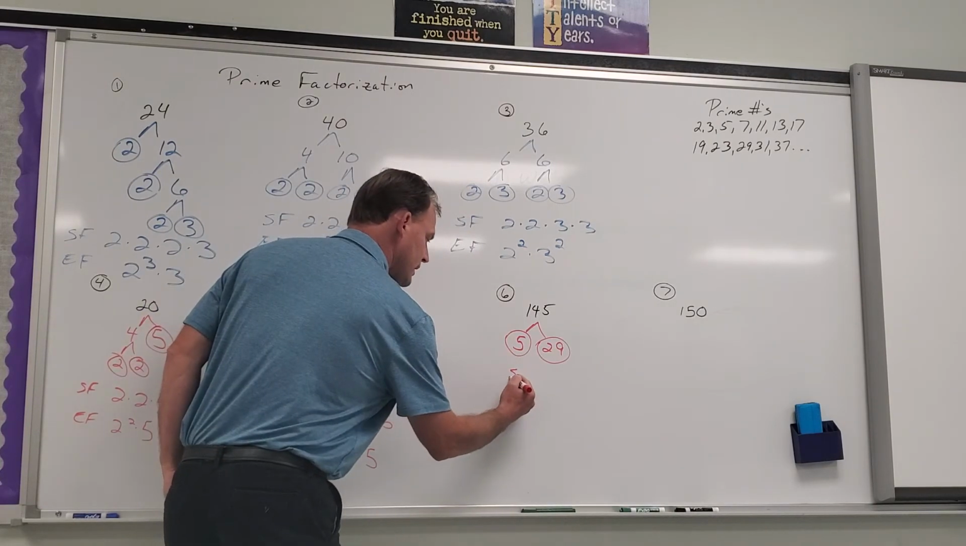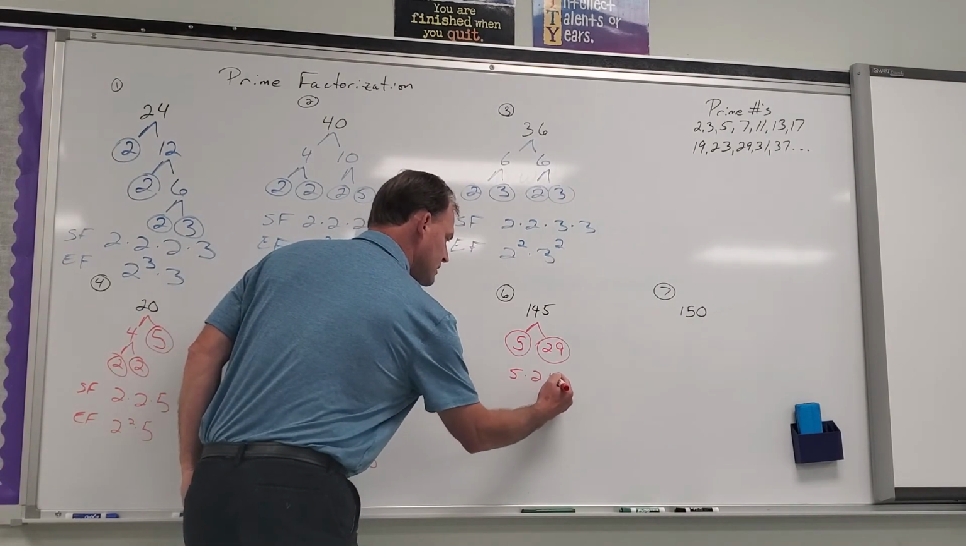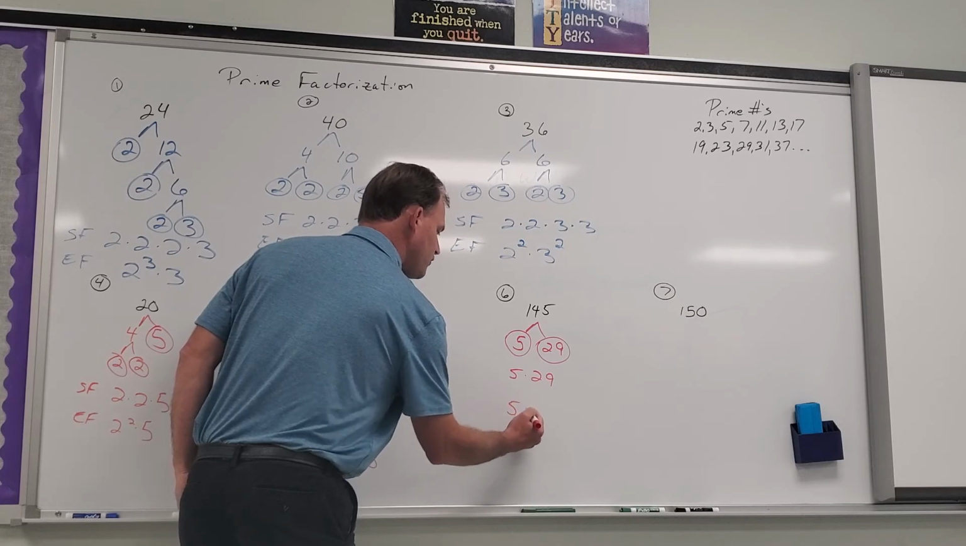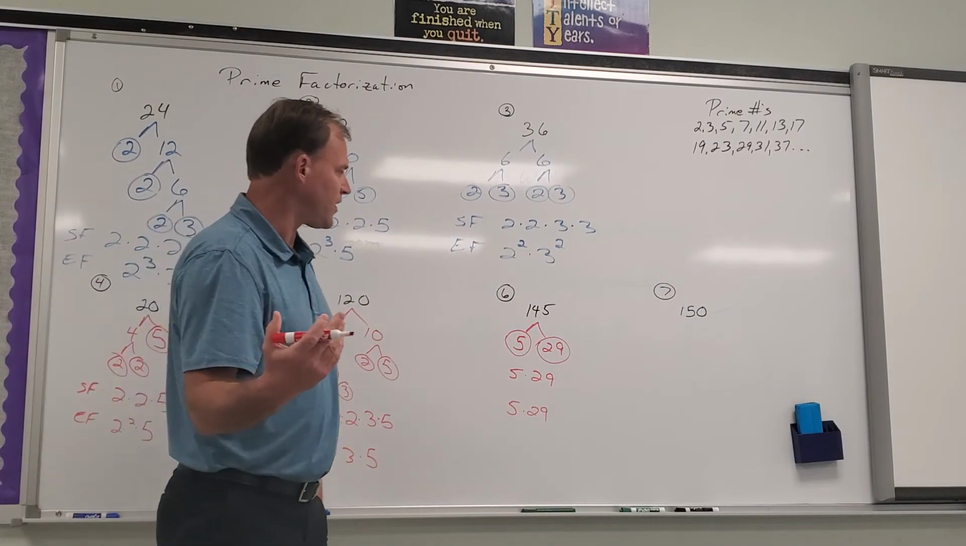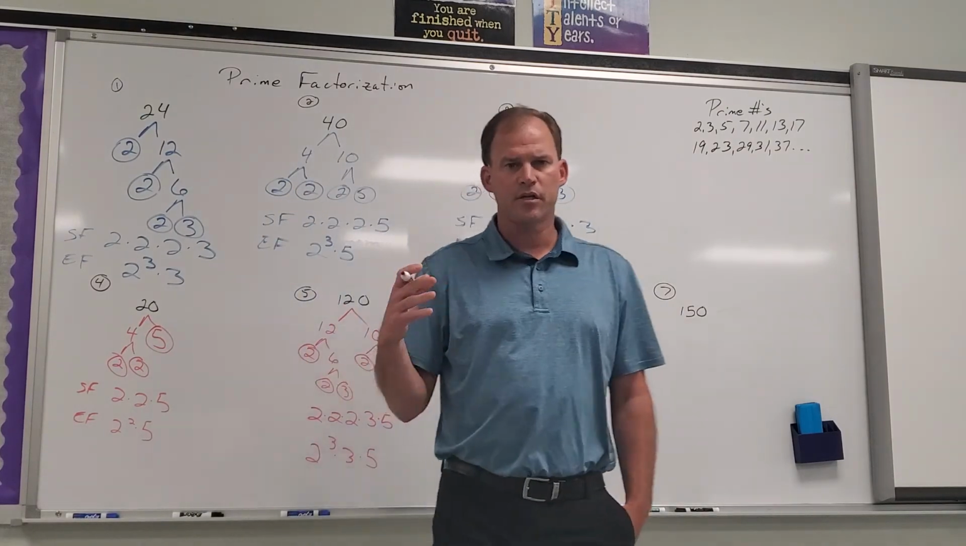So in standard form, it would be 5 times 29. In exponential form, it's 5 times 29. There's one of each of them. Very good. All right, last one here.